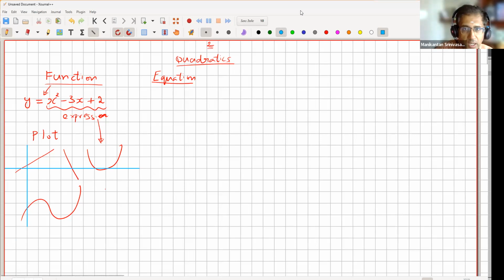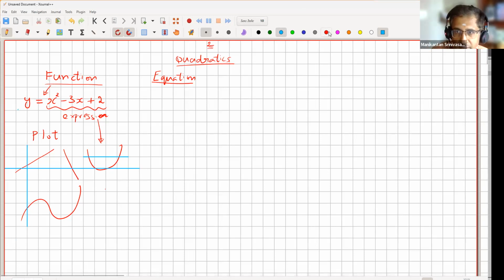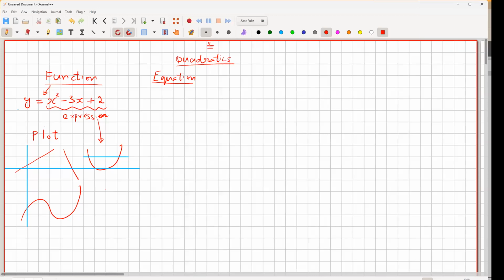Okay, so back to the parabola here, you could ask the question, when is the y value 1? Let's say this horizontal line here. You guys are seeing my screen or not? Yes. Okay, cool. I got scared for a second.